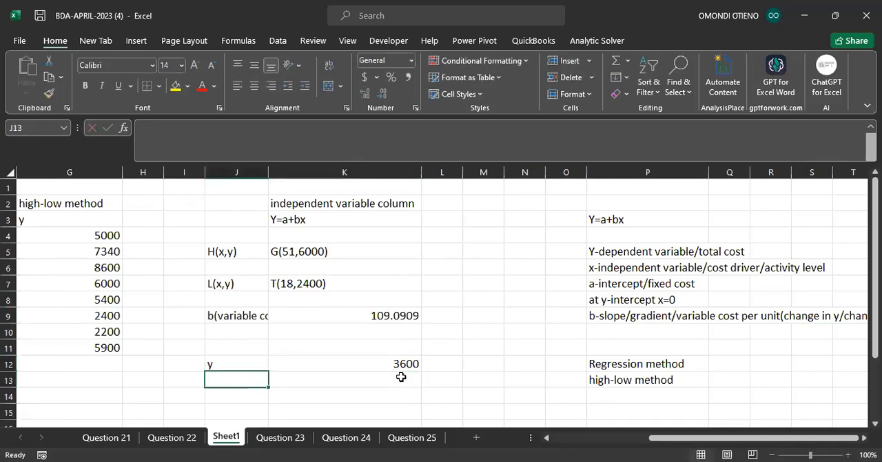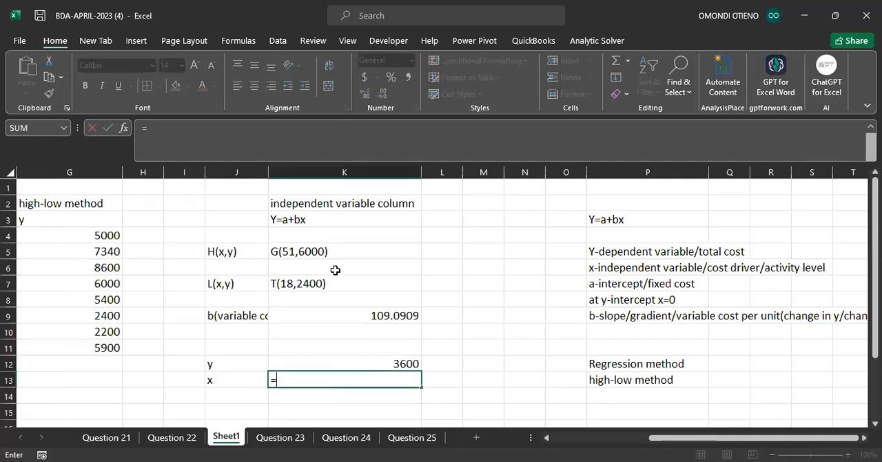Then let's look at the change in X. What will the change in X be? You follow the same pattern. We started with the 6,000, so the value of X at that point is 51, right? Minus the value of X under the lowest values pair, which is 18. When that is done, we are getting 33.